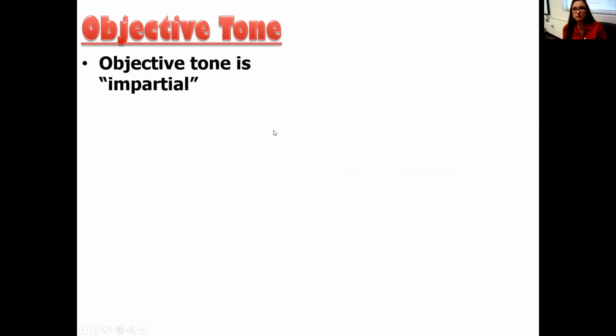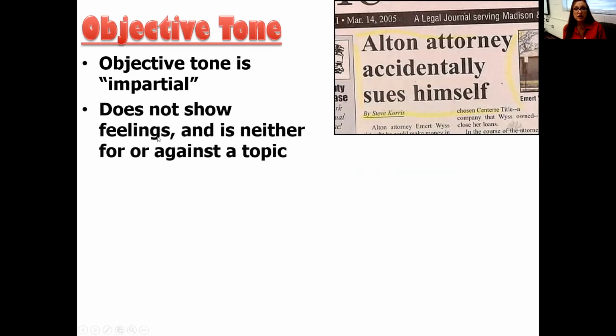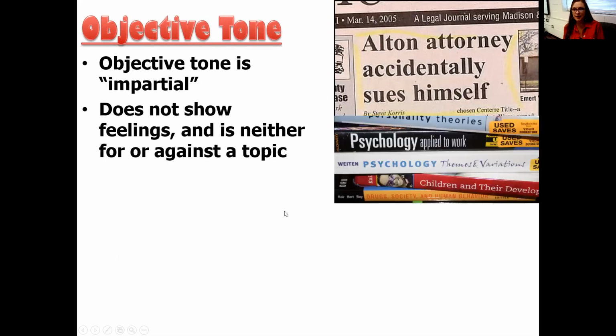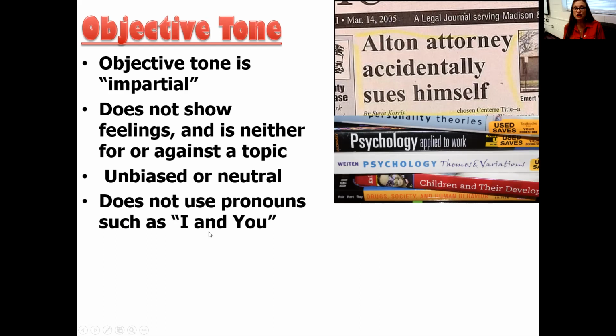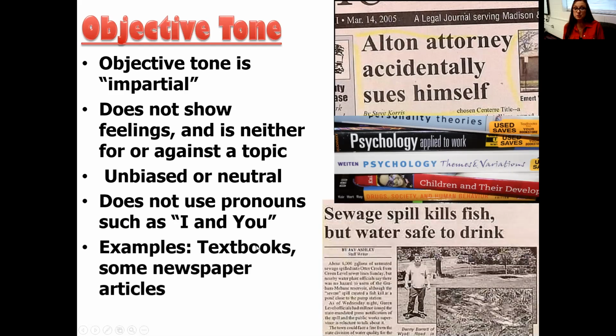Objective is impartial. You're simply giving information. "Alton attorney accidentally sues himself." It doesn't show feelings. Notice it doesn't say, "This crazy attorney accidentally sued himself. How dumb is that?" So it doesn't show feelings. It's not for or against a topic. It's unbiased, which means it's fair. It's neutral. It does not use I and you. Examples would be textbooks and newspaper articles.